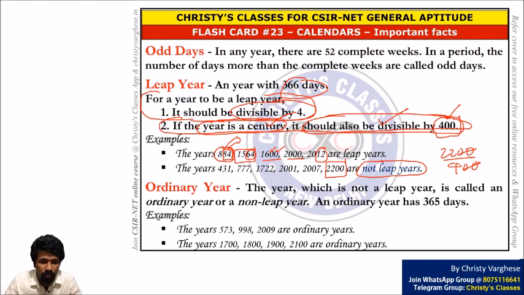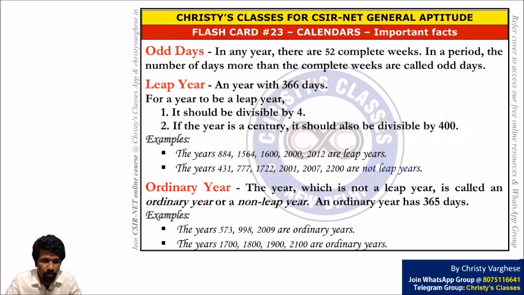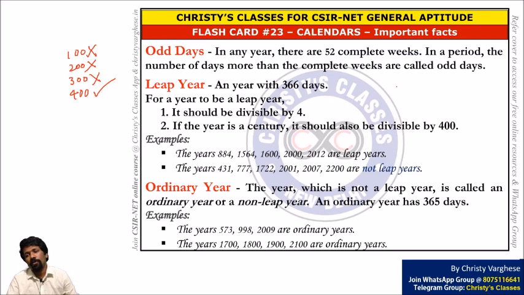Only for centuries this problem arises. So, if I summarize it, 100 is not a leap year even if it is a multiple of 4. 200 is not a leap year even if it is a multiple of 4. 300, year 300 is what I am saying, is not divisible by 400, so it is not a leap year. But 400 is a leap year because 400 is divisible by 400. 400 by 400, quotient is 1, remainder is 0.